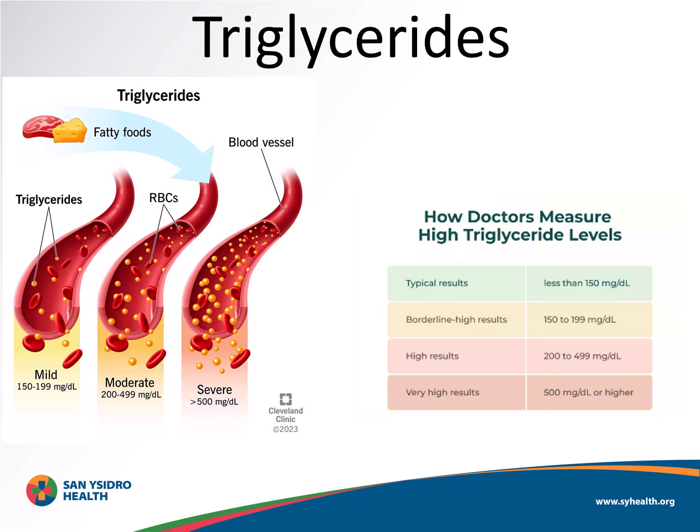As we can see in this picture, here are the typical results that we should be aiming for when measuring our triglycerides. Typical results are less than 150. Borderline high results are 150 to 199. High results are those that are 200 to 499. And very high results are 500 or higher.